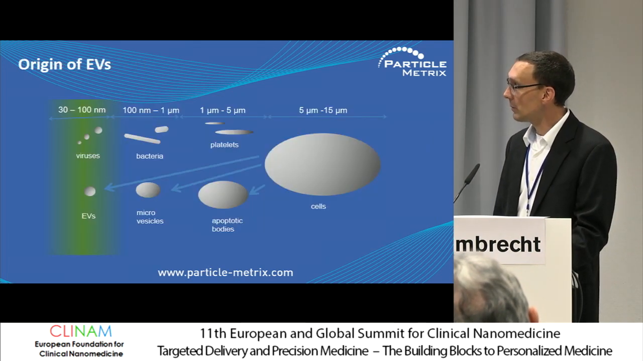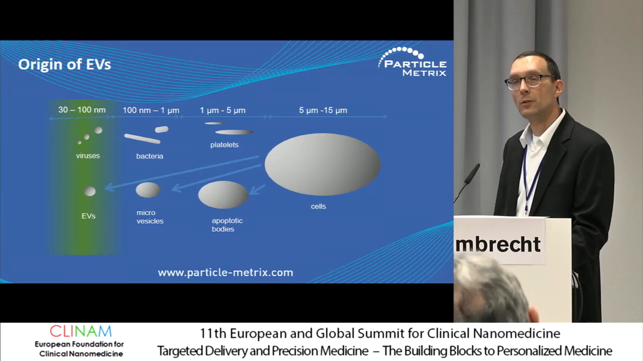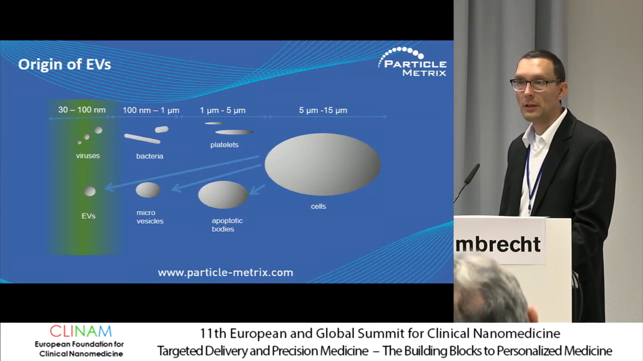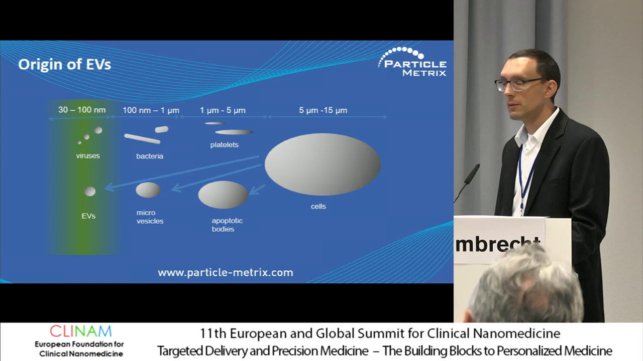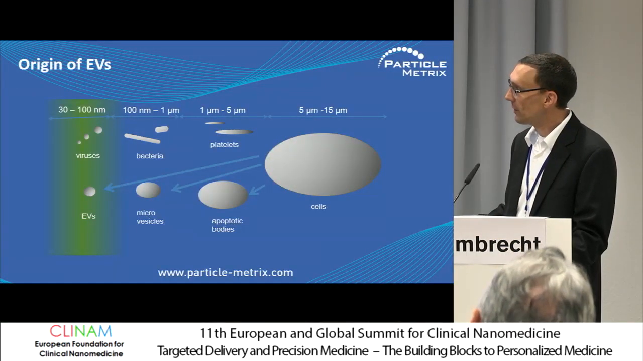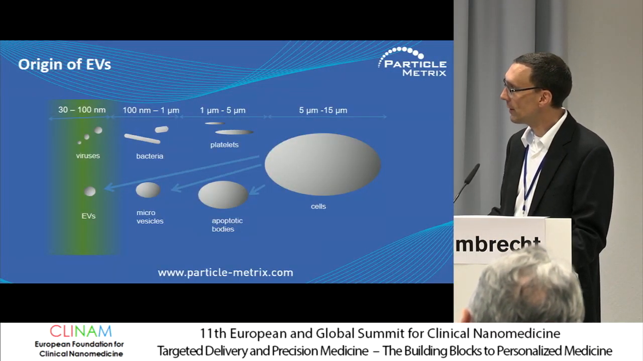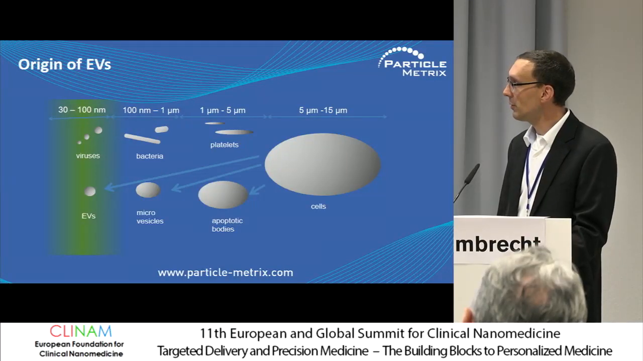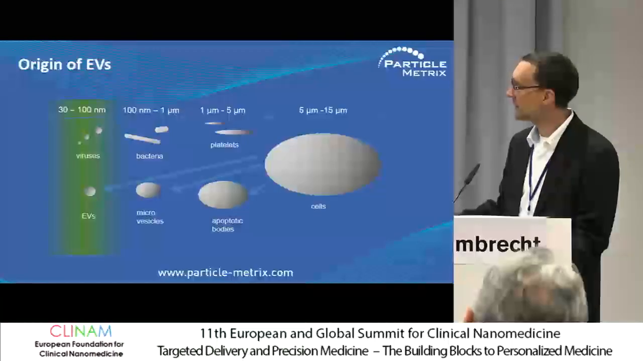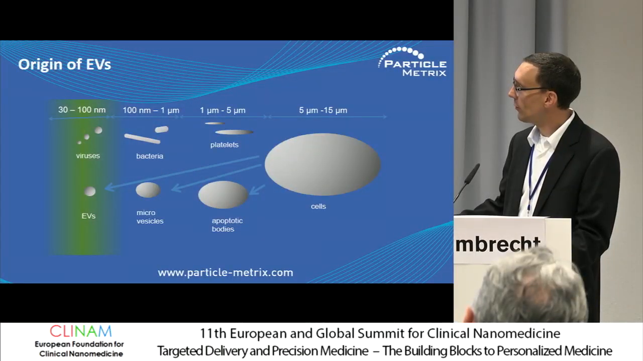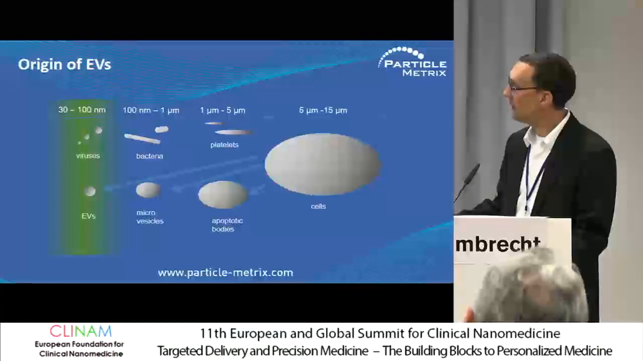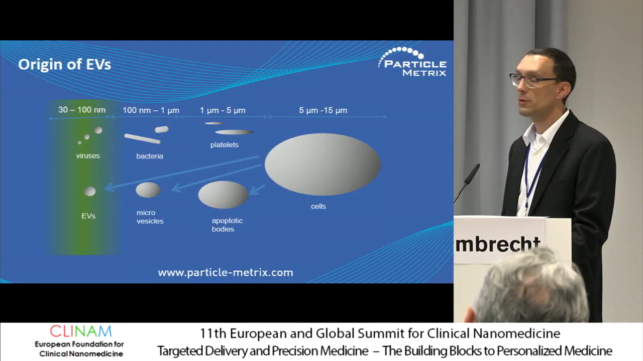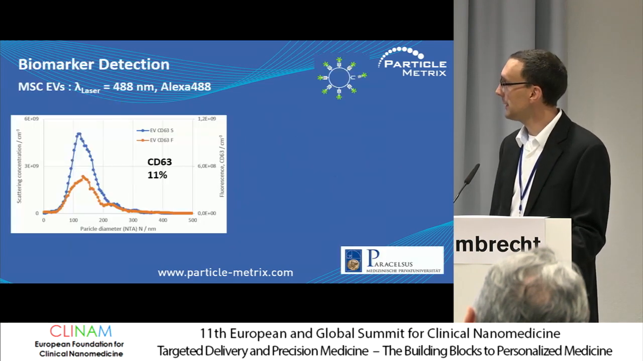So let's shift gears a little bit and talk about our main applications, which are the EVs. EVs are particles shed from cells, basically very small particles in the range of roughly 30 to 100, 150 nanometers. And of course, with the instrumentation, we also see the microvesicles. And by means of antibodies, we can distinguish what it really is.